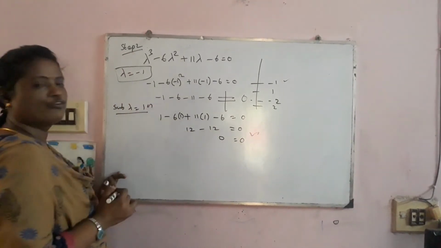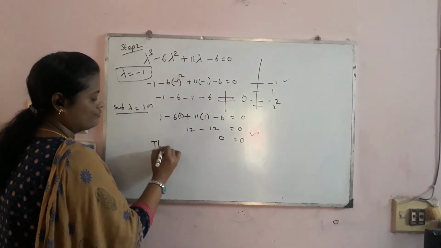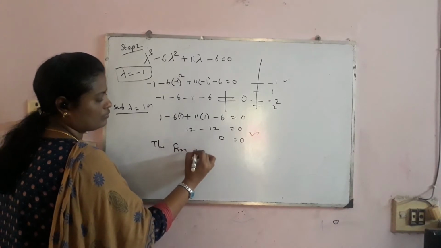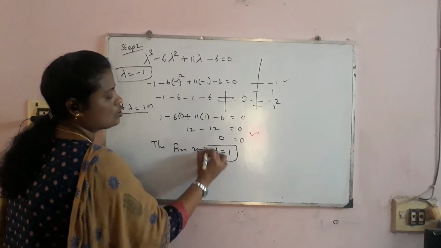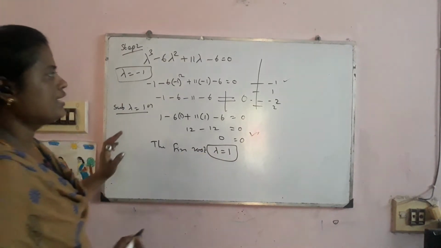Obviously, the first root would be lambda is equal to 1. Okay. So, next you have to go for the synthetic division method.